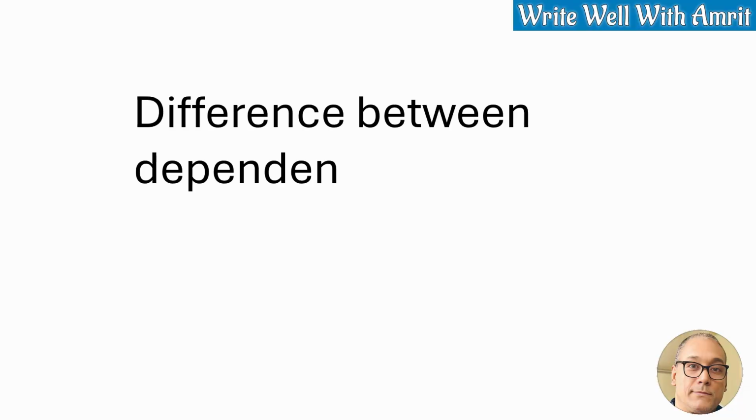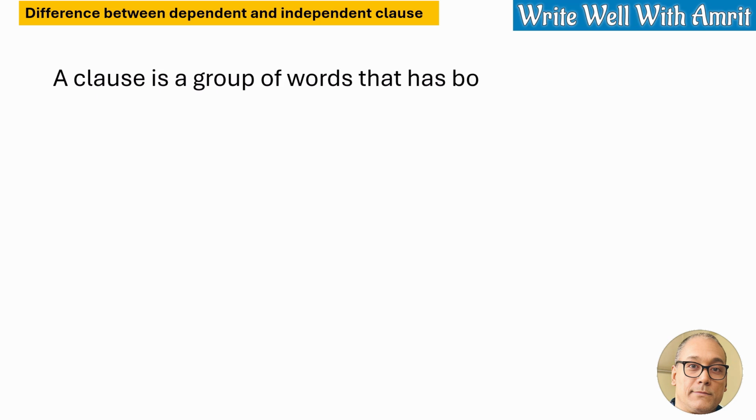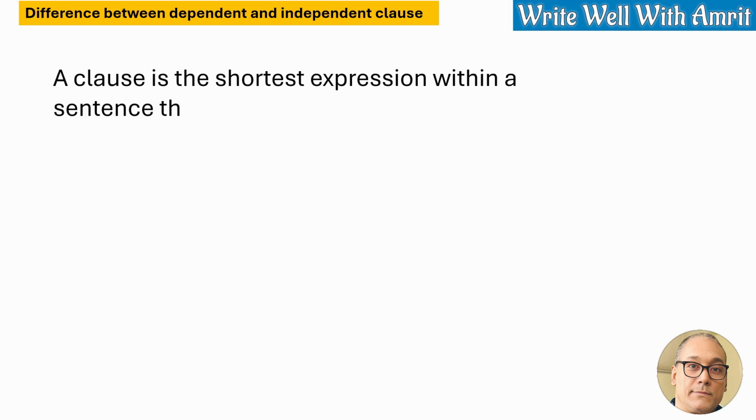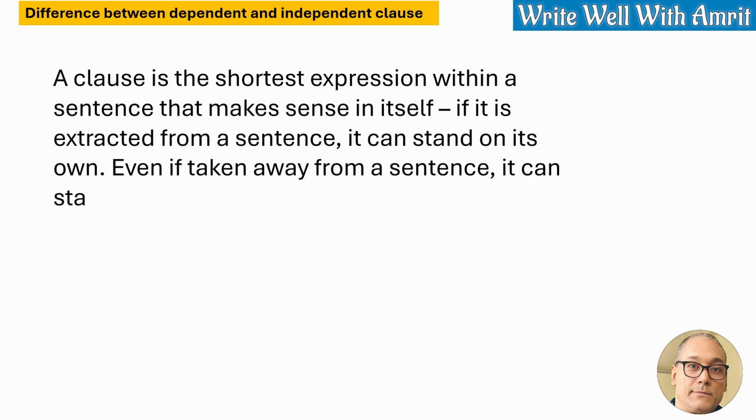Difference between a dependent and an independent clause. A clause is a group of words that has both a subject and a verb. A clause is the shortest expression within a sentence that makes sense in itself. If it is extracted from a sentence, it can stand on its own. Even if taken away from a sentence, it can stand as a sentence by itself.